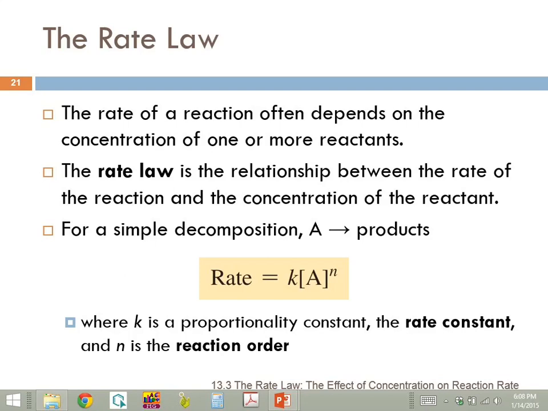We're going to start out by looking at a very simple decomposition reaction where you have one reactant decomposing into some products. So that just gives us one reactant that we have to deal with. We can say that the rate is equal to some constant that we call the rate constant, very clever, catchy name there, times the concentration of that one reactant raised to a power n. That's the general formula for a rate law. And n, we could say, is the reaction order.